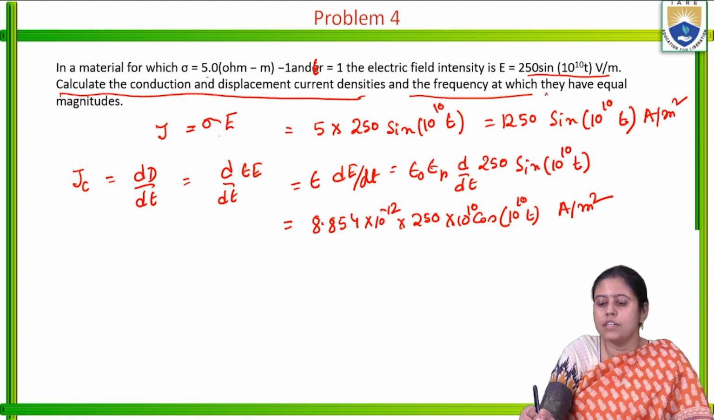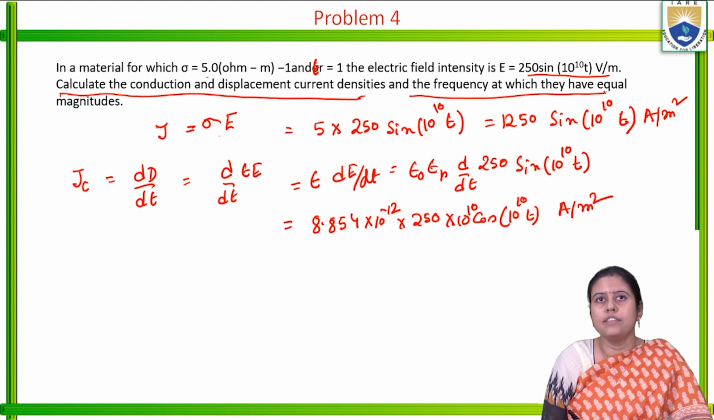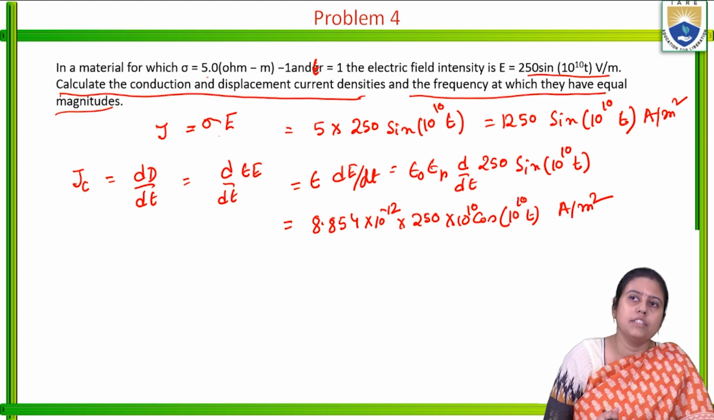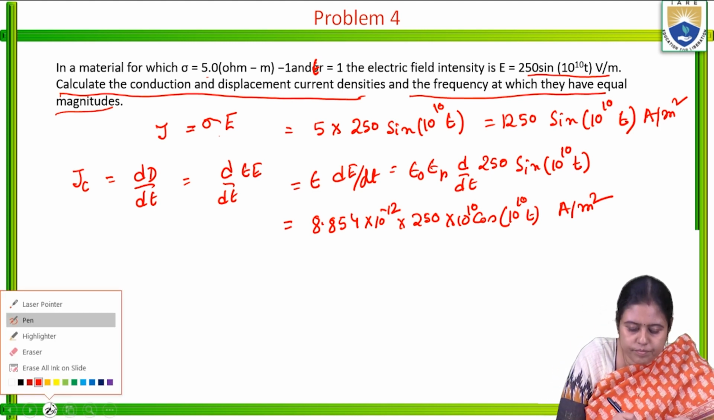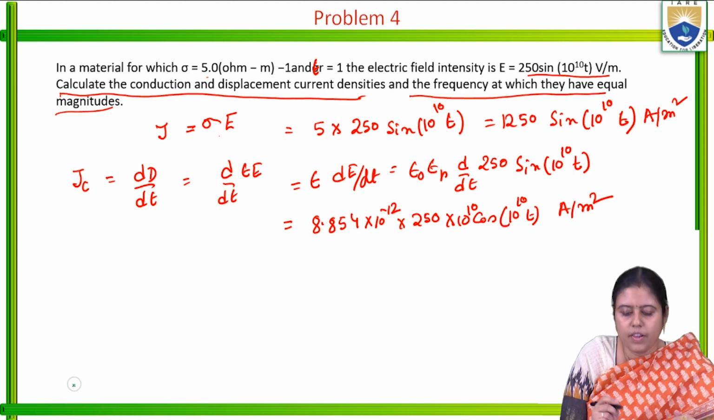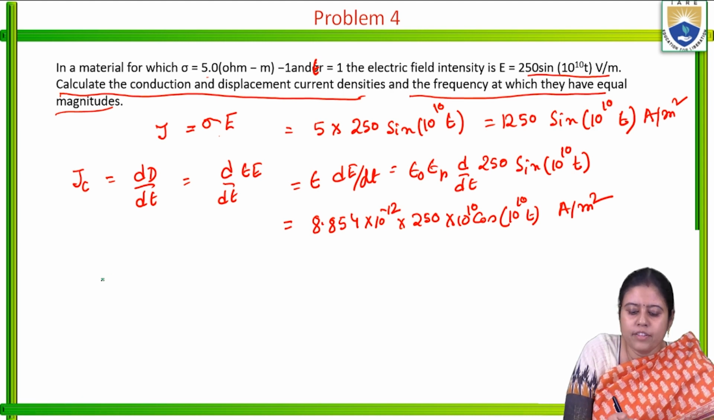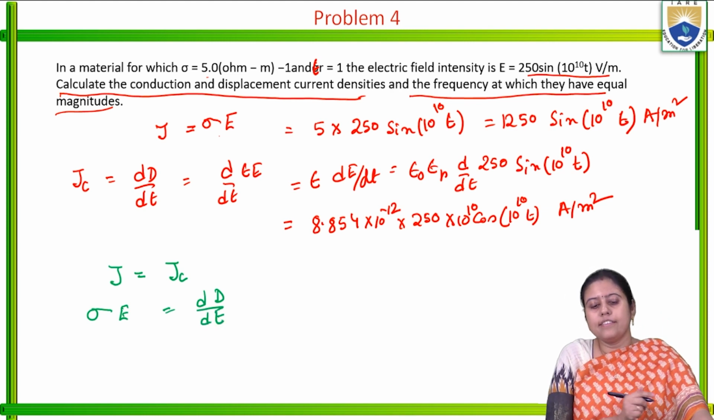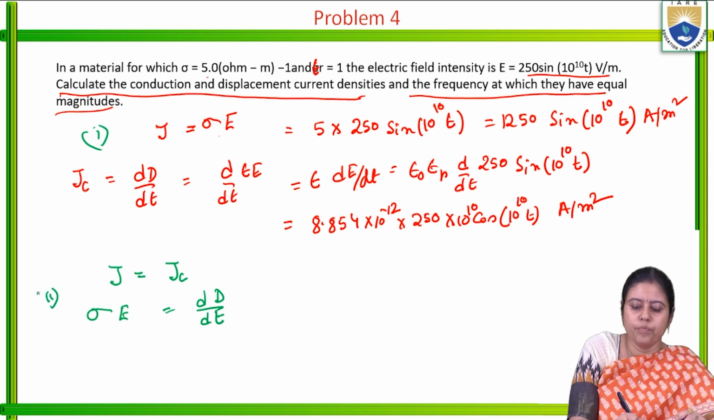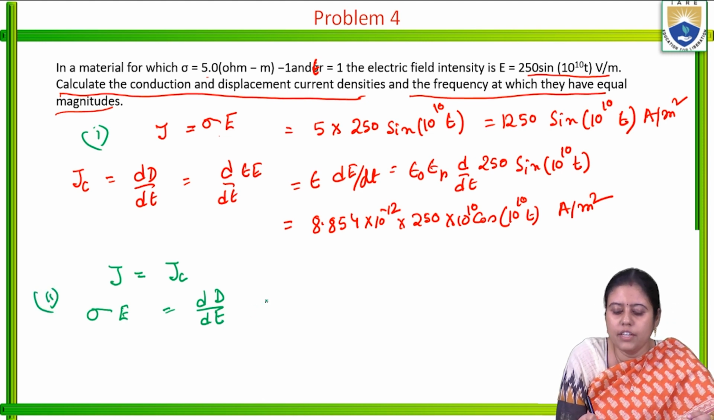Now we are moving to the next part. Calculate the frequency at which they have equal magnitude. How to calculate it? Both are equal, which means in that case J conduction is equal to J displacement. We can write sigma E is equal to dD by dt.